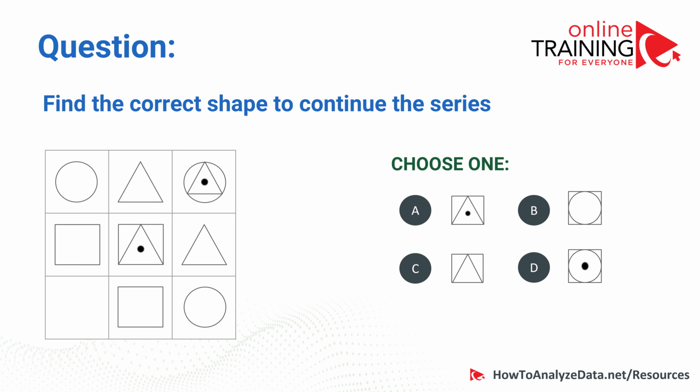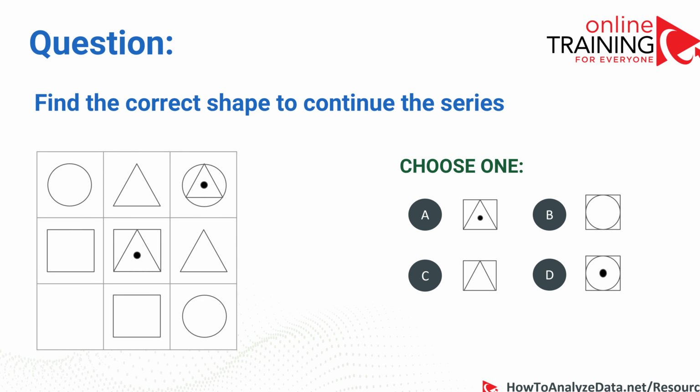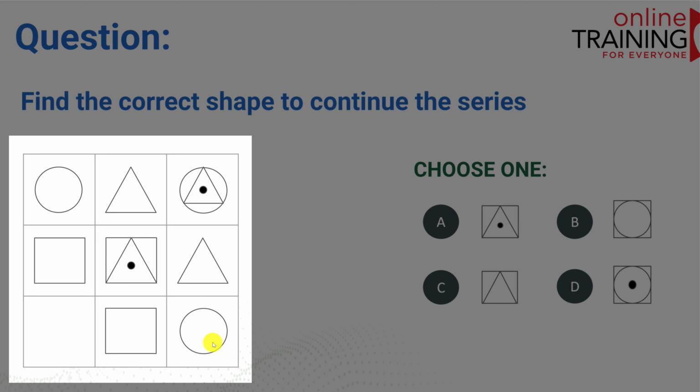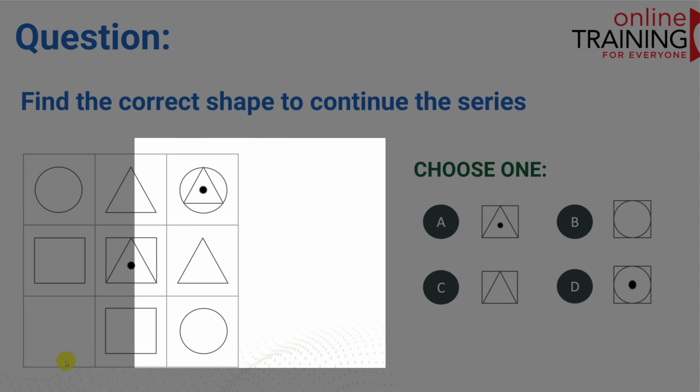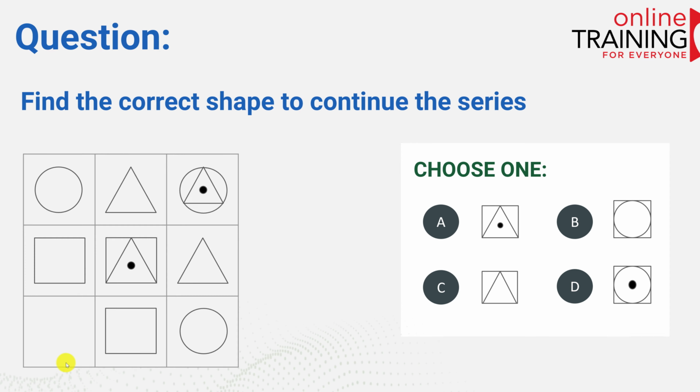Let's look at the question, which is frequently used as part of numeric reasoning tests and aptitude tests. Find the correct shape to continue the series. And you're presented with a 3x3 box, which contains multiple shapes, and one shape is missing in one of the boxes. There are 4 choices. Can you detect which one is the correct one?